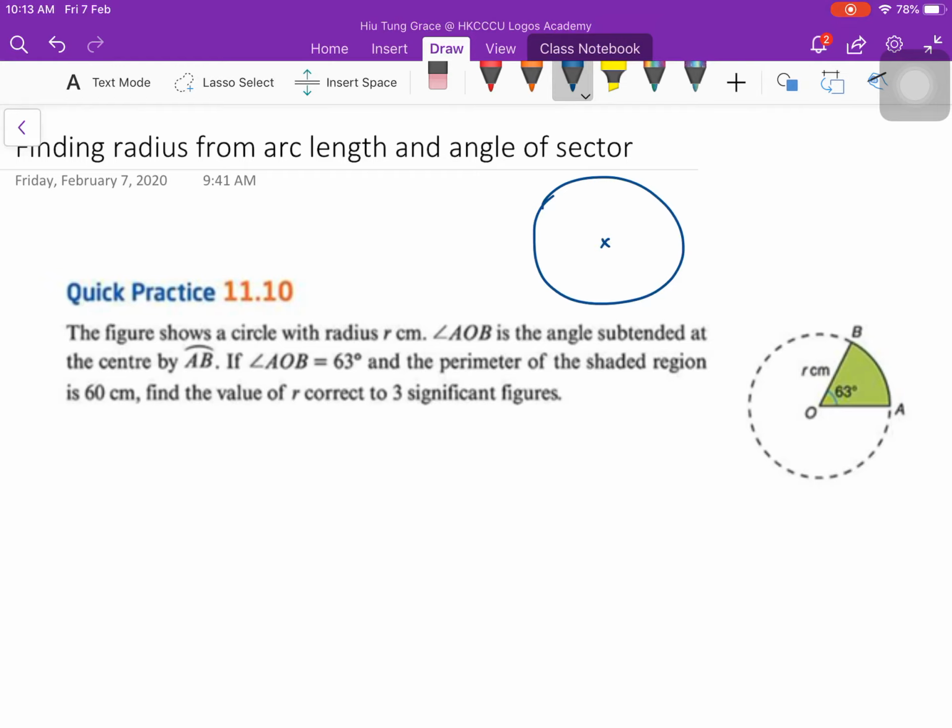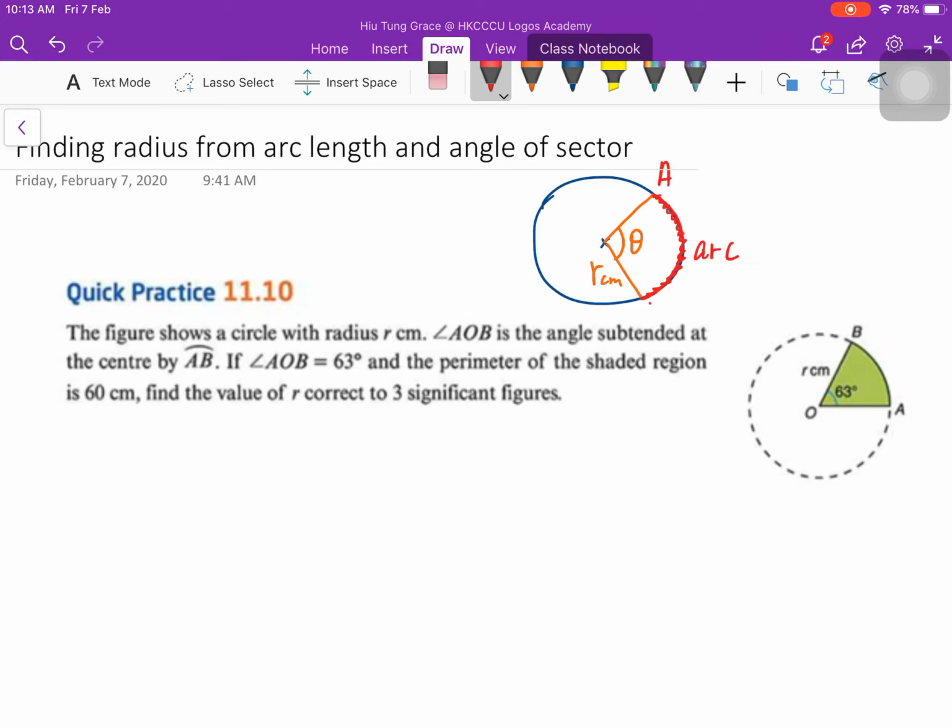Given a circle with radius r cm, if I now cut a sector from it with angle theta, then how to find the length of this curve? We call it the arc.